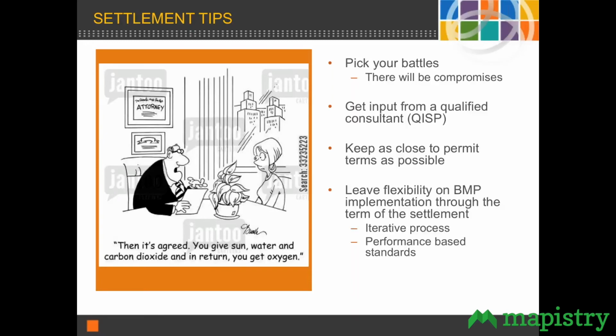Make sure you have a good consultant that's helping you and your legal team through this process. Try to keep as close to the permit terms as you can. Have your reporting date similar. Try to stick to the NALs. Don't do benchmarks. Don't do California Toxics Rule. If they want to lower the limits and you can live with it, try and work that to your advantage as much as you can.